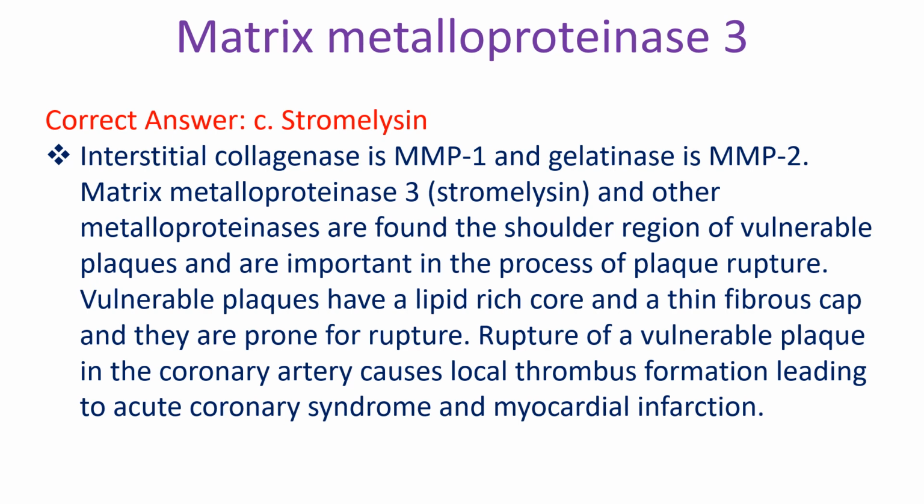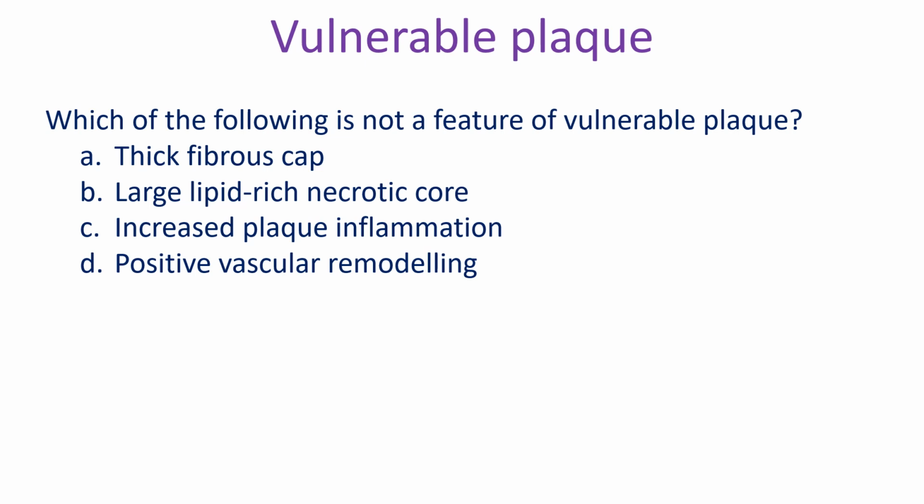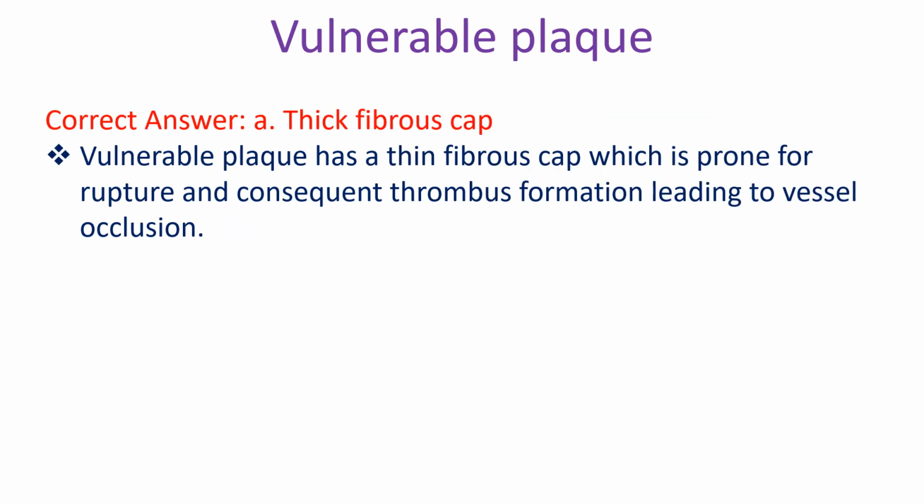Which of the following is not a feature of vulnerable plaque? A. Thick fibrous cap, B. Large lipid-rich necrotic core, C. Increased plaque inflammation, D. Positive vascular remodeling. Correct answer A. Thick fibrous cap. Vulnerable plaque has a thin fibrous cap which is prone to rupture and consequent thrombus formation, leading to vessel occlusion.